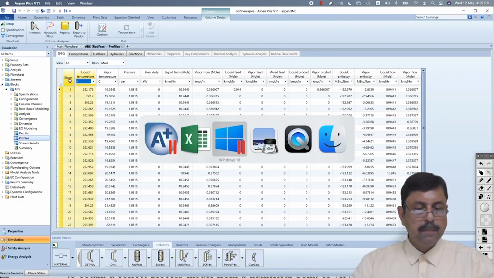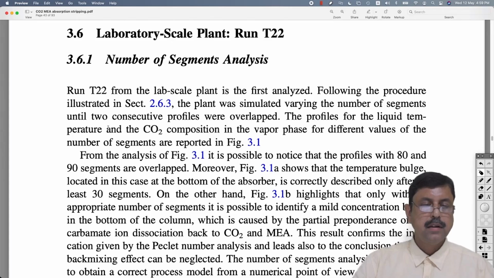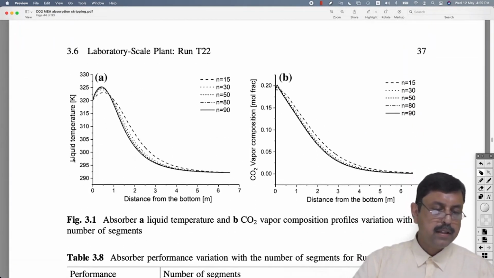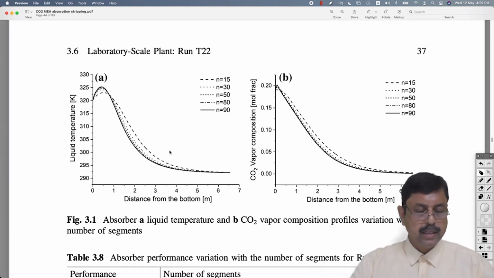Now we have to compare it with this one. Here they have given the liquid temperature versus distance from the bottom. So this is at the bottom and this is at the top. Definitely at the top the temperature will be lower and at the bottom the temperature will be higher. So we should have this kind of graph. So let us see whether we get it.